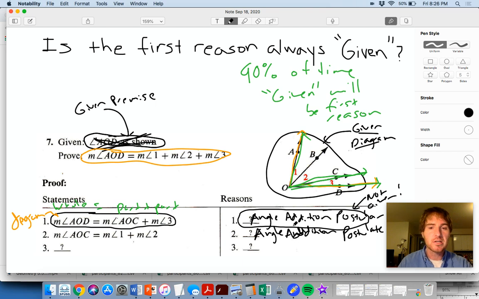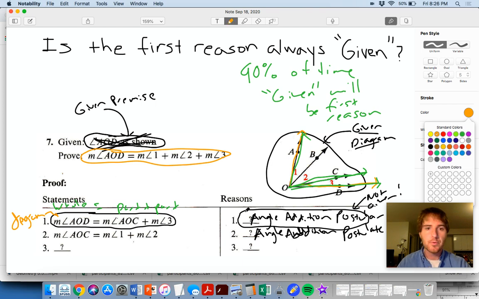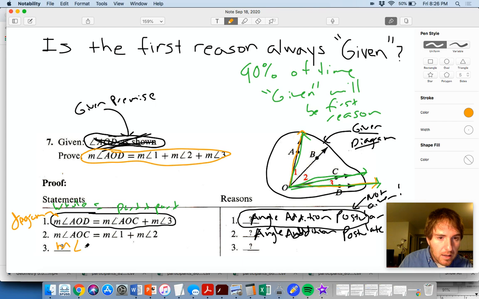All right, angle addition postulate here. What's the third step? Well, the third step, they gave it to us here. Remember, the very last step of a proof is going to be this proof statement right here. So our ending statement that we're proving as fact is this: measure of angle AOD equals measure of angle 1 plus measure of angle 2 plus measure of angle 3.